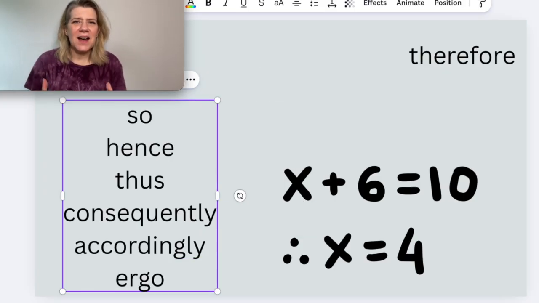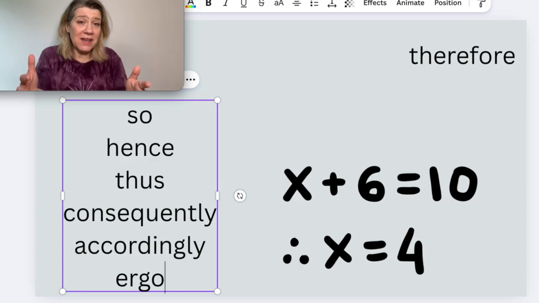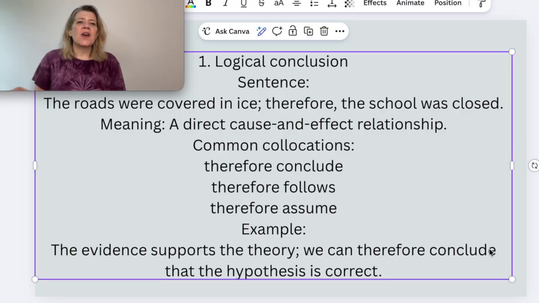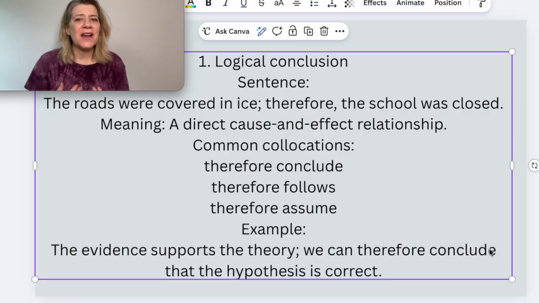Therefore is a word that we use to mean this is the result. So we use it to draw a logical conclusion. The roads were covered in ice, therefore the school was closed. It's a direct cause and effect relationship. Now there are a lot of signal words in English that show us that we're dealing with a cause and effect. Therefore is one of them. We would therefore conclude or therefore follow.